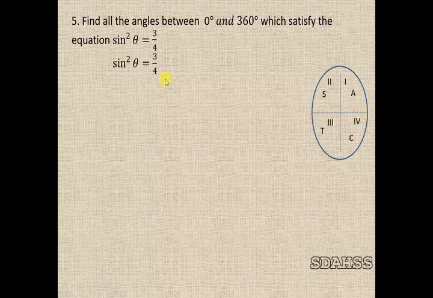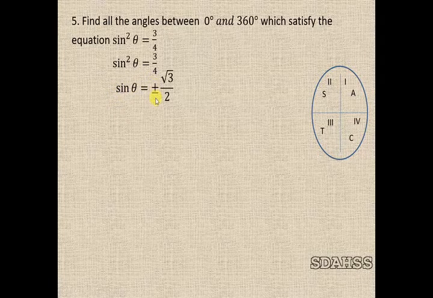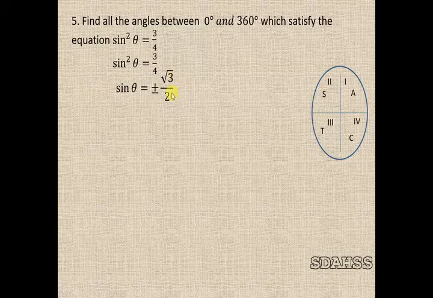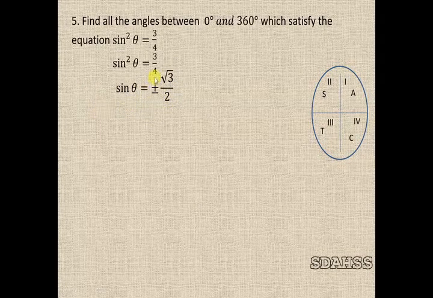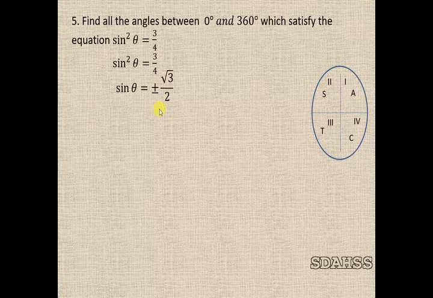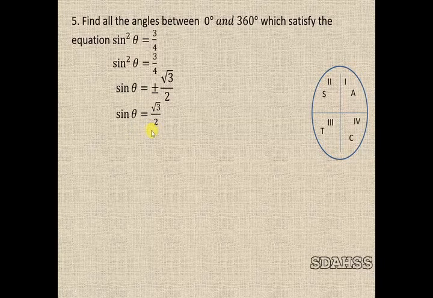Taking square root on both sides, you have sin theta is equal to plus or minus root 3 by 2. Now you got two values, that is sin theta is equal to plus root 3 by 2 and sin theta is equal to minus root 3 by 2. Consider sin theta is equal to plus root 3 by 2.